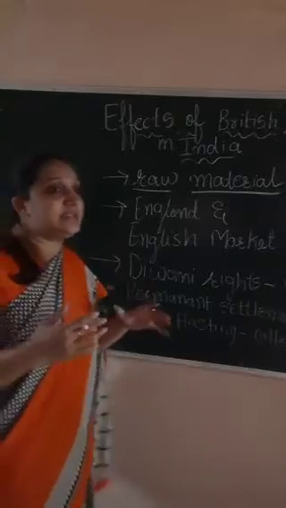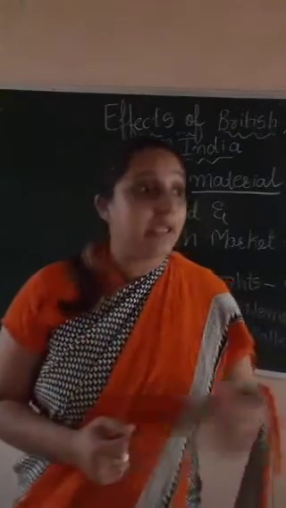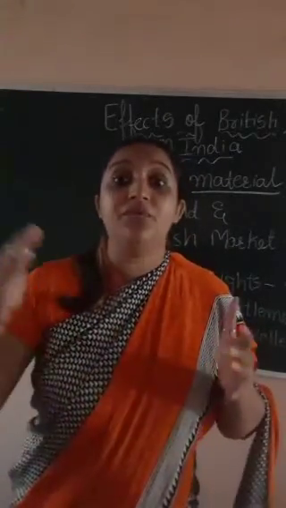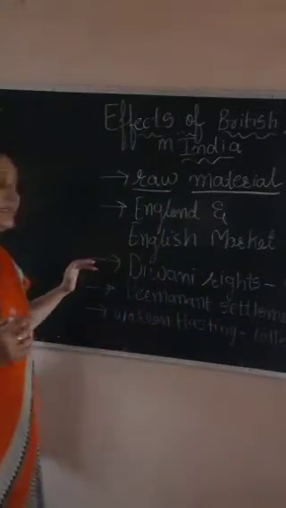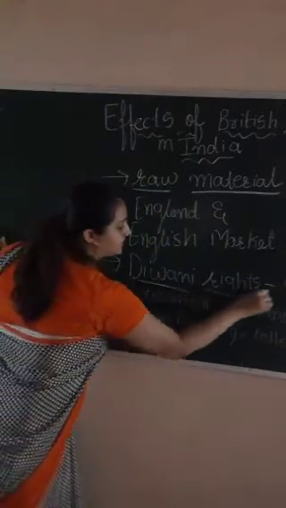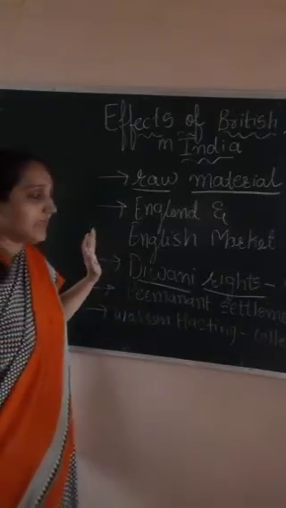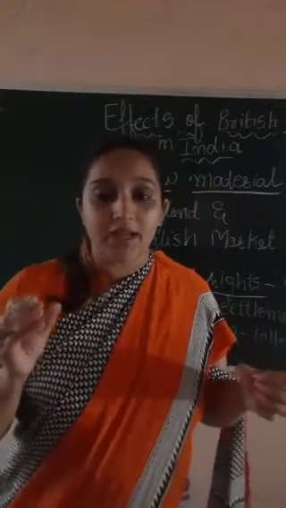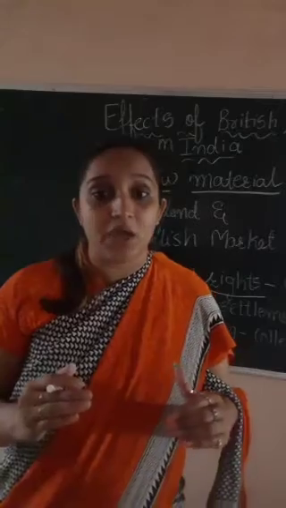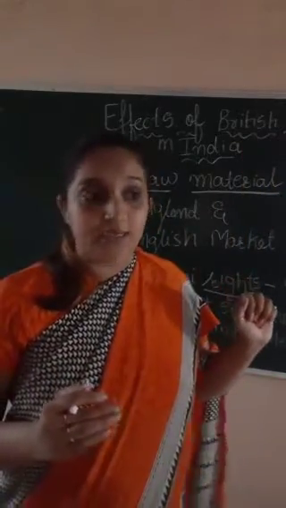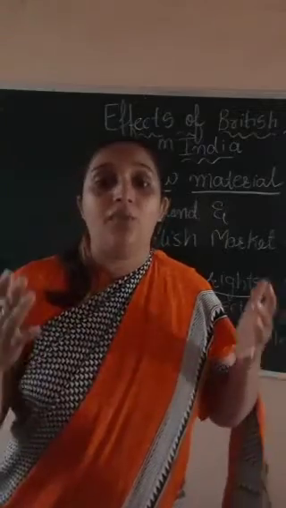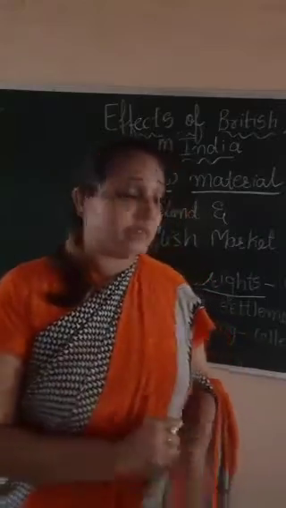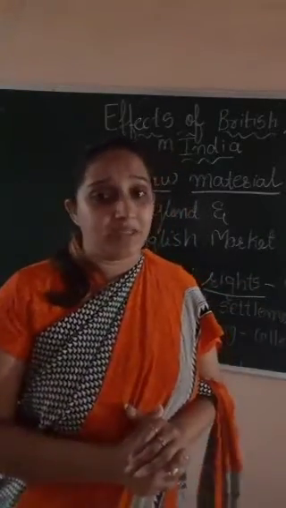But slowly they started taking revenue from Indian people. They didn't pay the revenue, but they used to collect revenue from Indian farmers. Now what did they start? They started Diwani rights. In that they used to collect revenue. Revenue means money, right? They used to collect revenue from the farmers for the raw materials. So the condition of farmers became poorer and poorer in India. Why? Because the farmers had to pay the revenue.